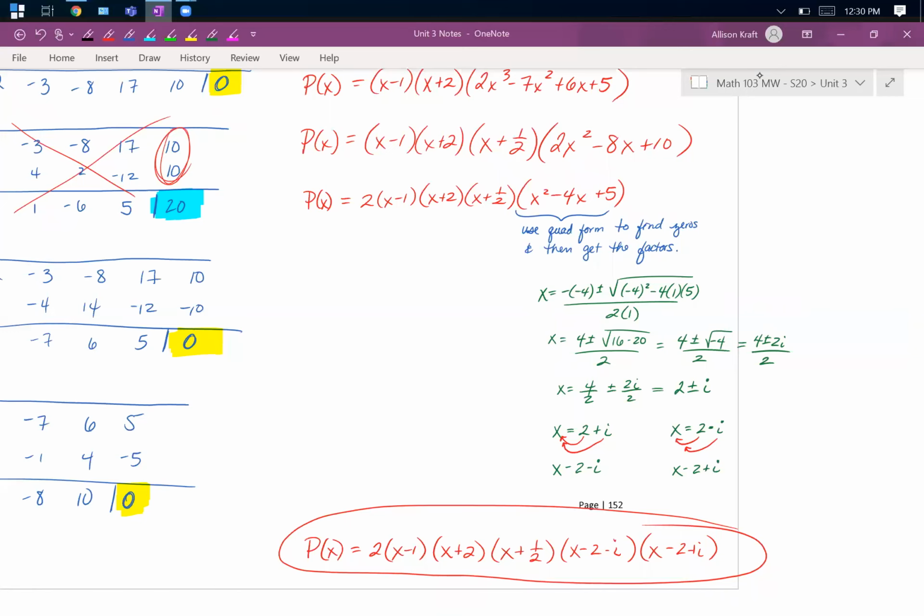For the x equals 2 plus i and x equals 2 minus i, we want to take all the factors and set it equal to 0 basically. To go from the zero to the factor, you just set it equal to 0. So I guess technically. Let me get that.